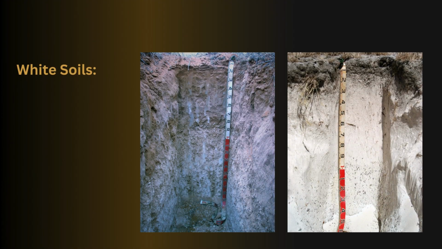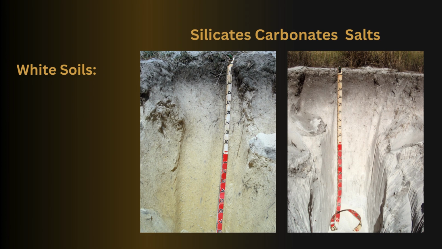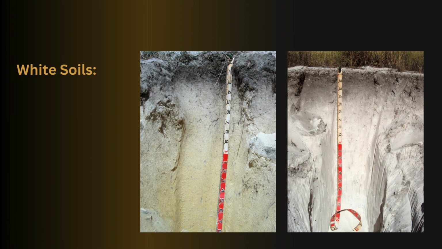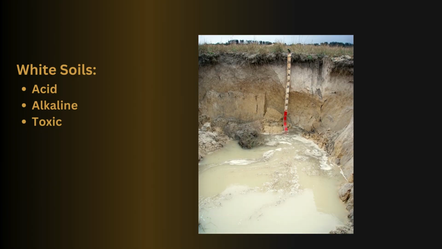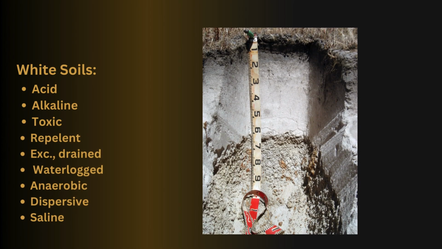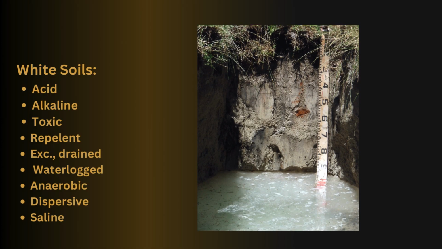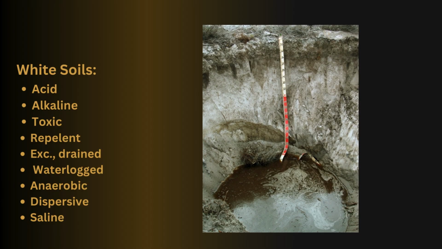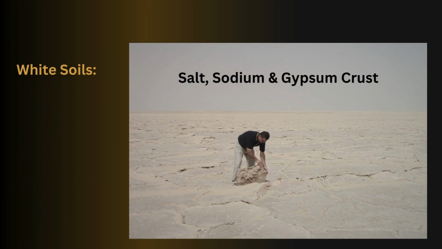The white colors are mainly due to silicates, carbonates, and salts, which automatically means that white soil can be extremely acid or extremely alkaline and even toxic. White soils, in particular, can be water repellent, excessively drained, and chemically sterile, but they can be poorly drained, waterlogged, highly dispersive, and very saline. And here too, we can go on and on.